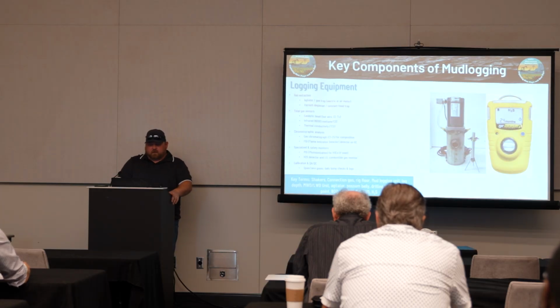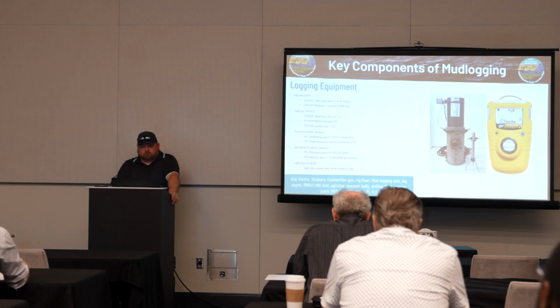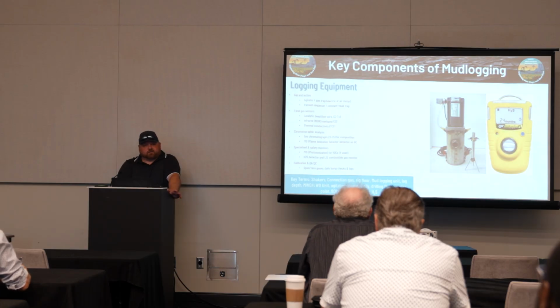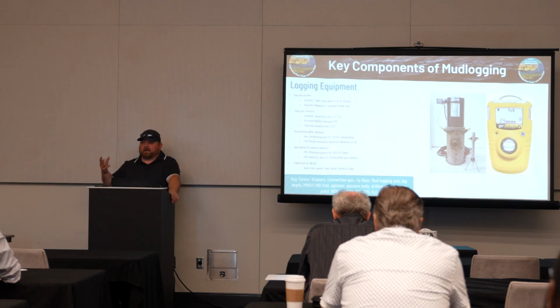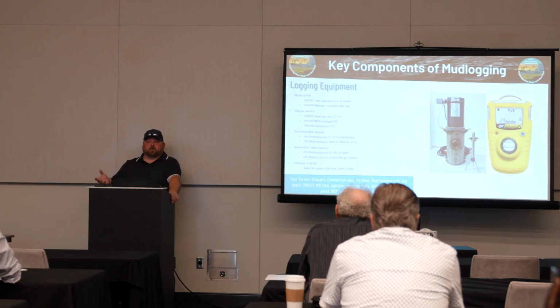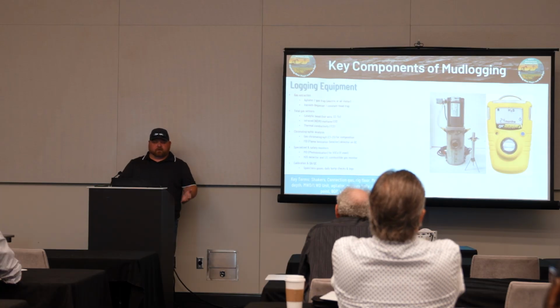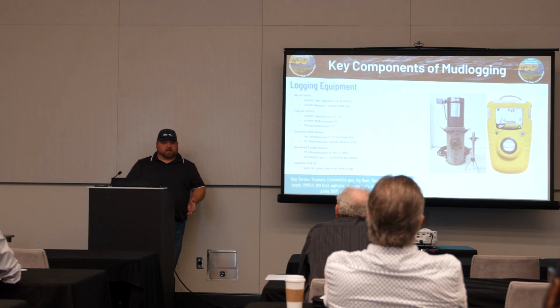Key components of mudlogging. For the equipment, we have a multitude of different equipment that we use. For gas extraction, we use either an electric or air motor agitator. It's got a motor that spins a shaft with tines on the bottom that agitate the mud and extract the gas out of the mud. Then it's pulled through a polyflow line back to the gas detection system.